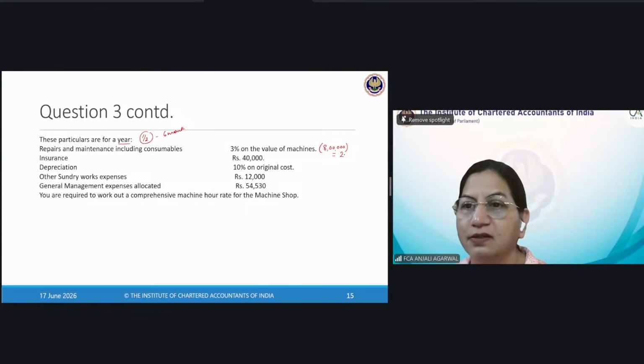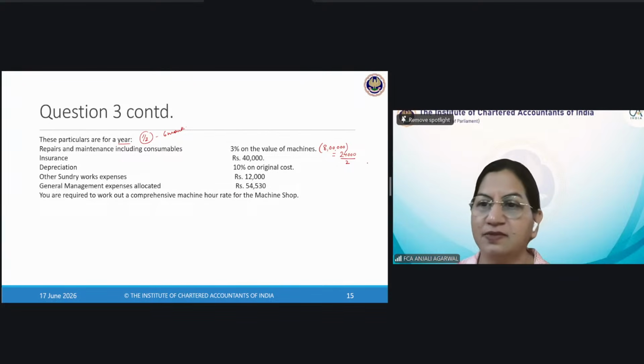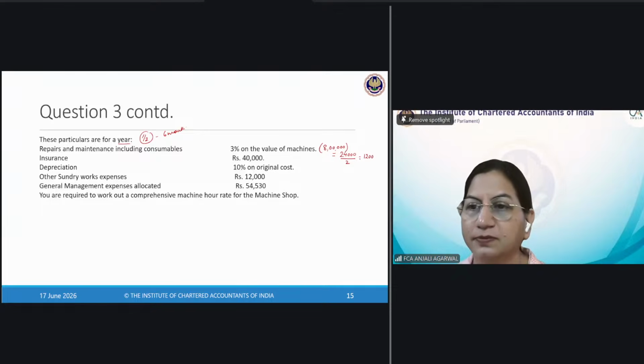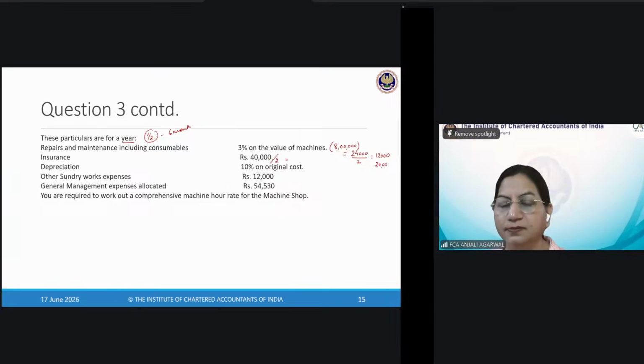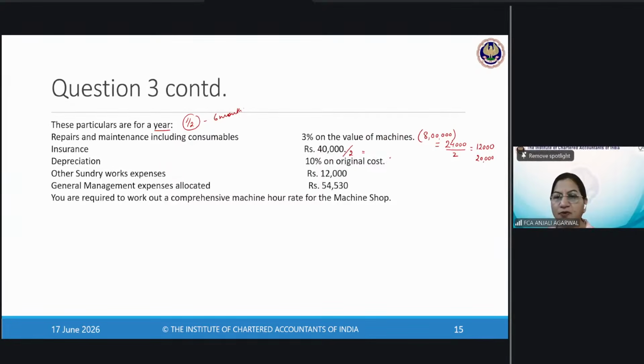Repairs and maintenance is 24,000 for the year. And 24,000 divided by 2, so repairs and maintenance will be equal to 12,000. Insurance 40,000 divided by 2, 20,000. Depreciation 10% on original cost. So 80,000 for the year divided by 2, 40,000 for the 6 months period. Other sundry work expenses 12,000 divided by 2, 6,000.